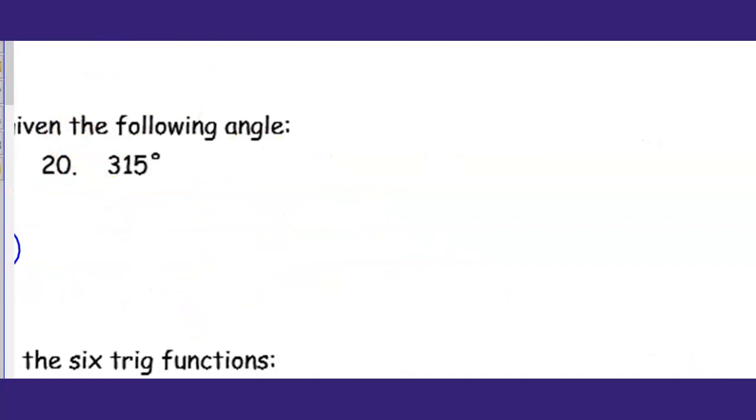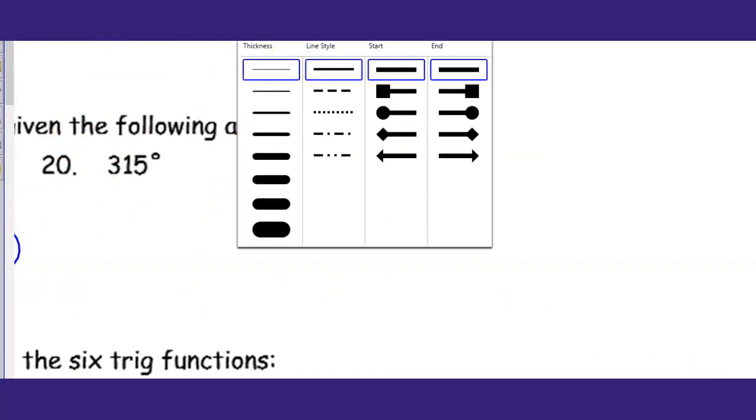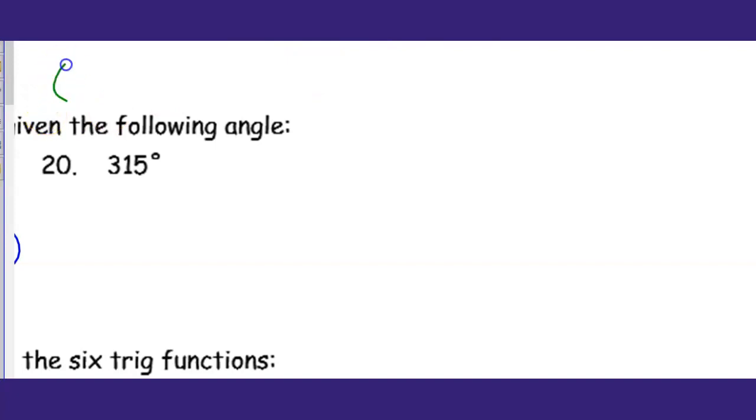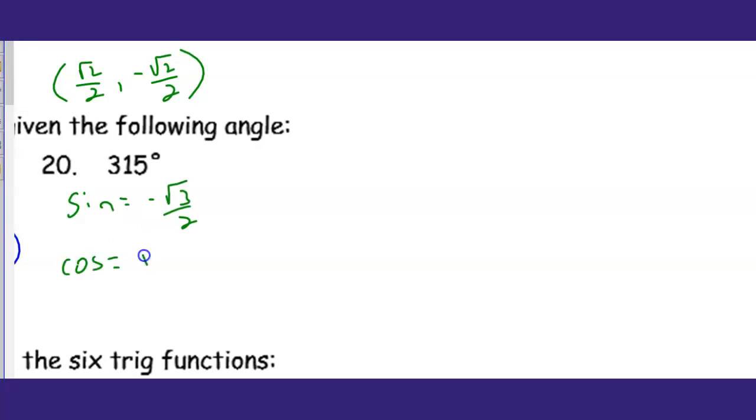Alright, 315 is also on the unit circle. That point for 315, if you look at your unit circle, is radical 2 over 2 and negative radical 2 over 2. So now, find sine. Sine is y. Cosine is x. Oops, look at me. Radical 2 over 2, see?